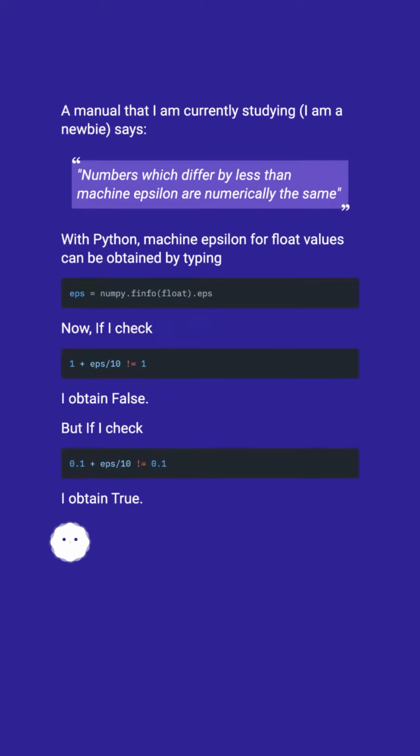Machine Epsilon in Python. A manual that I am currently studying, I am a newbie, says, numbers which differ by less than machine epsilon are numerically the same. With Python, machine epsilon for float values can be obtained by typing. Now, if I check, I obtain false, but if I check, I obtain true.